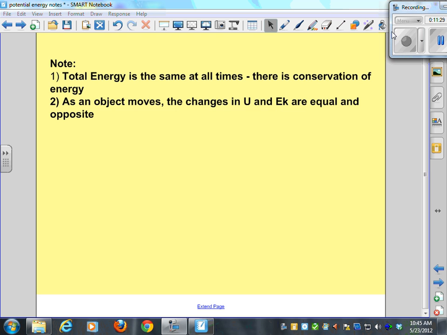Moving on, 7. Note, total energy is the same at all times. There is conservation of energy. And as an object moves, the changes in potential and kinetic energy are equal and opposite. Do we need to write that down? No. It's pretty straightforward. Total energy remains the same, and the changes in the two are equal and opposite.